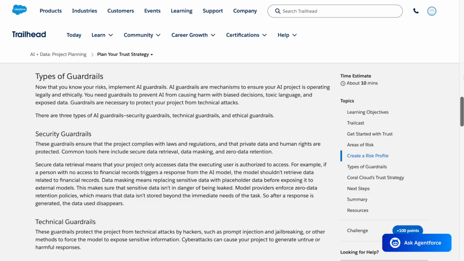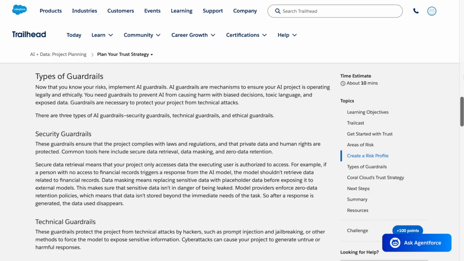Secure data retrieval means that your project only accesses data the executing user is authorized to access. For example, if a person with no access to financial records triggers a response from the AI model, the model shouldn't retrieve data related to financial records.